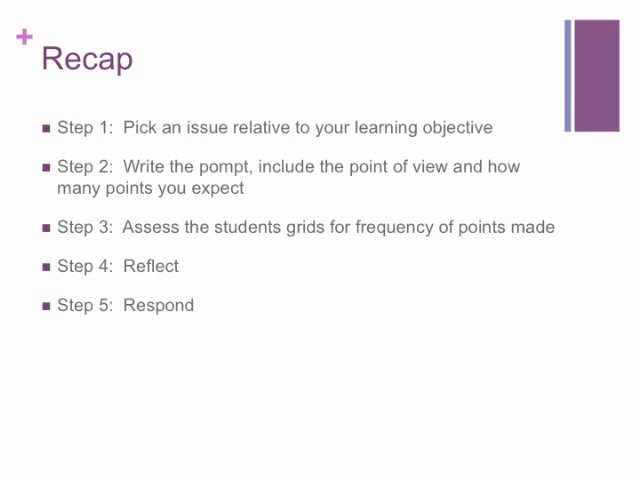I said this CAT was quick and easy, so here it is again in 5 simple steps. Step 1. Pick an issue, judgment, or dilemma that is relevant to your learning objectives. Step 2. Write the prompt or question, including what point of view you want students to respond from and how many points you're expecting them to list. Step 3. Compare the students' grids to your own and to each other's. What points did students hit and what points did they miss? Step 4. Reflect on your teaching. And step 5. Respond to the results of your assessment quickly.